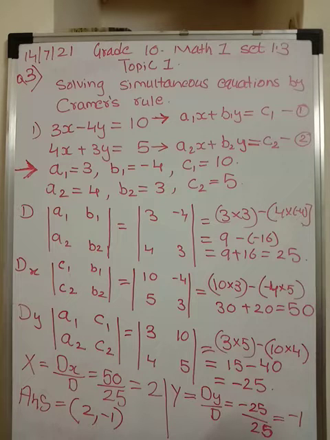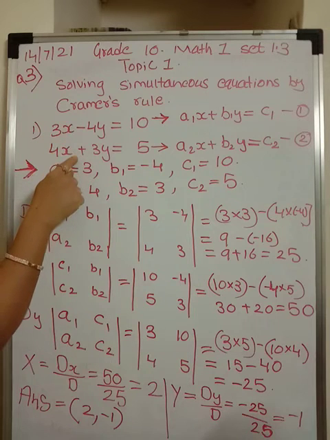Now we are doing simultaneous equations by Cramer's rule. Three methods we have seen. First was elimination, second is substitution, third is graphical, and now we are doing the determinant method, also called Cramer's rule. Yesterday we saw how to solve determinants, and let us see how to use them to solve the equations. For example, these two are simultaneous equations.